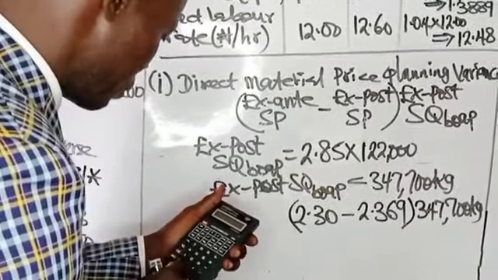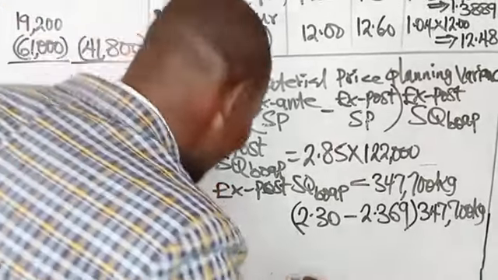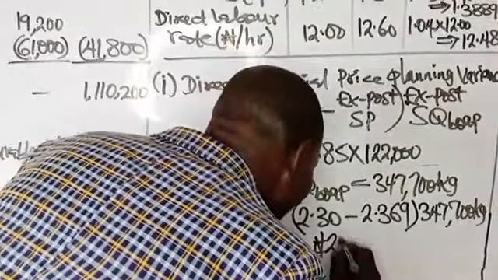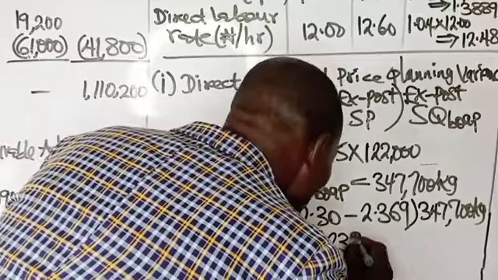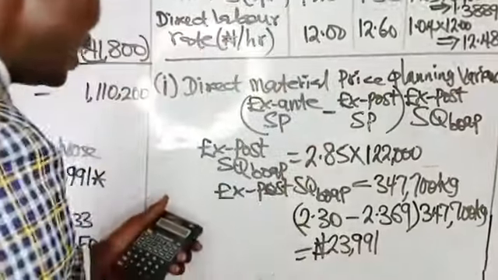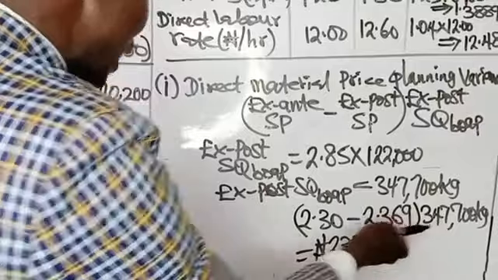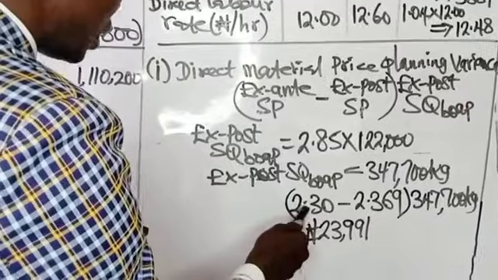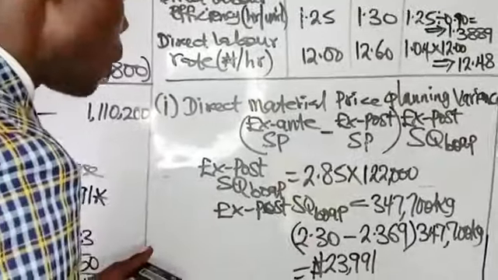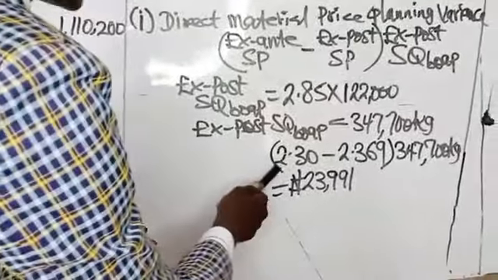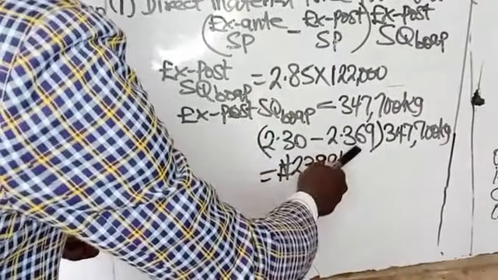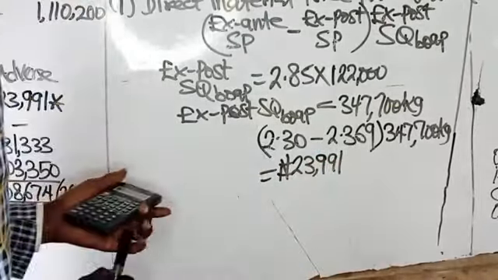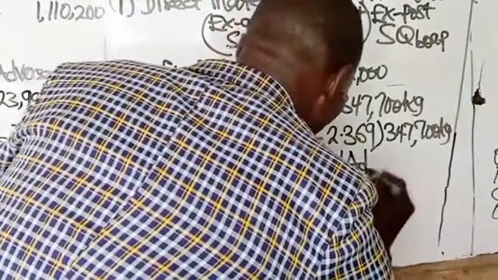So the difference between 2.30 and 2.369 is 0.069, times 347,700. So we have 23,991. You must put your naira, your currency. The latter price is greater than the initial price. You planned to buy a kg of material for 2.3, and when it got to your awareness that the price has risen, you altered your latter price to 2.369. This latter price is greater than the initial price, so that means it is an adverse variance.